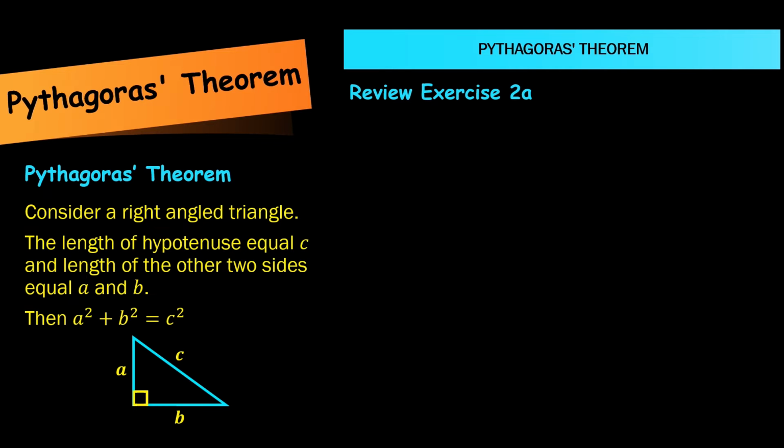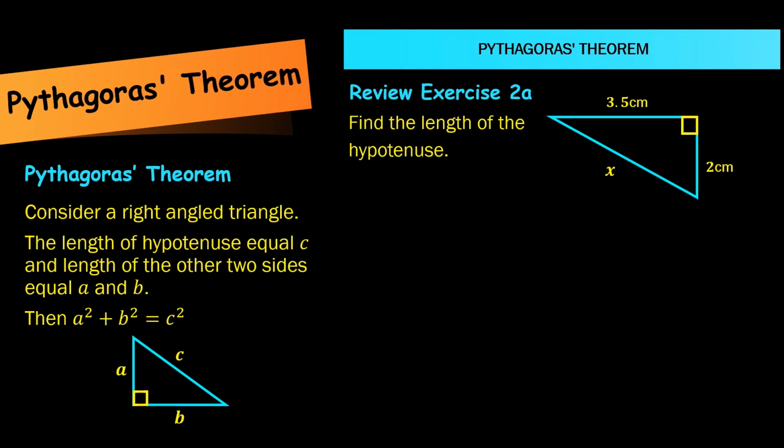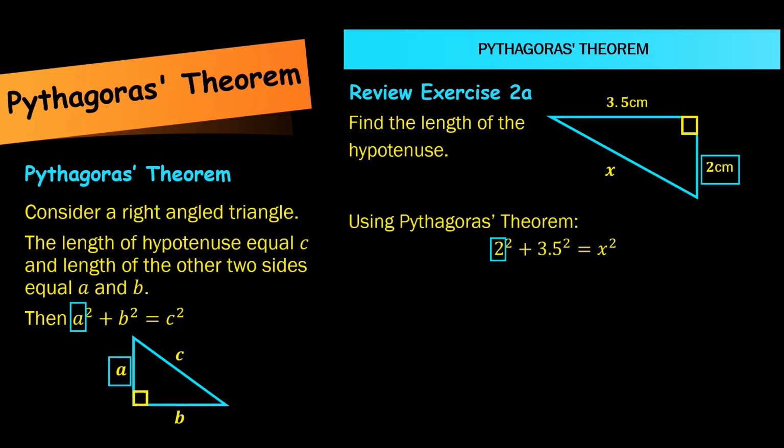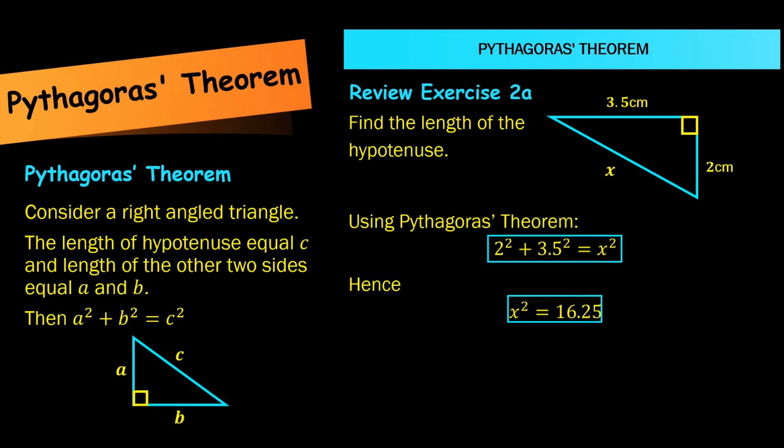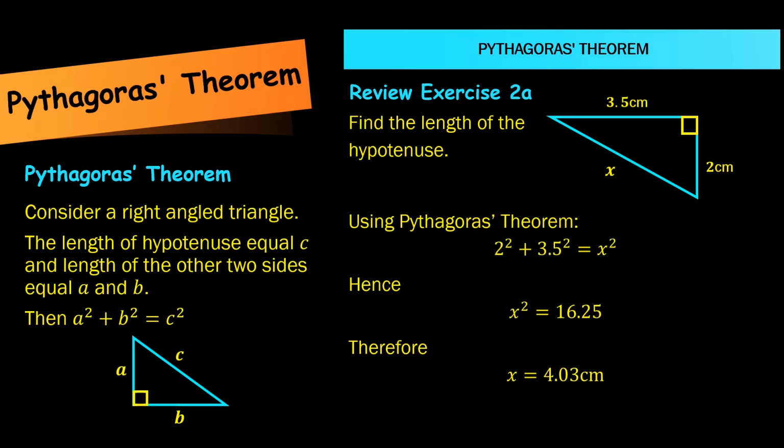Now let's consider review exercise 2a. Find the length of the hypotenuse in this triangle. Using Pythagoras' theorem, we have that 2 squared plus 3.5 squared equals x squared. And therefore, x squared equals 16.25, which implies that x equals 4.03 centimeters.